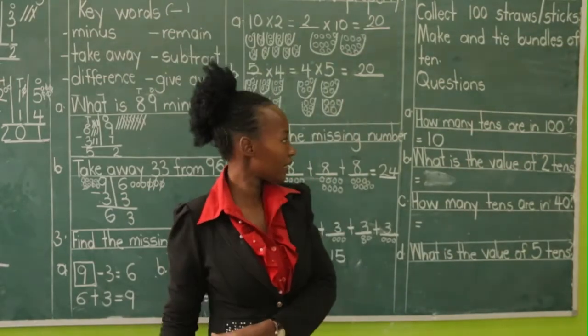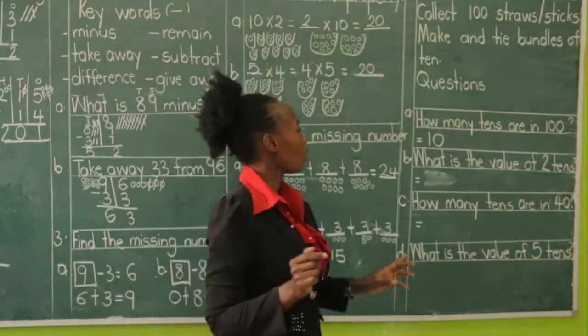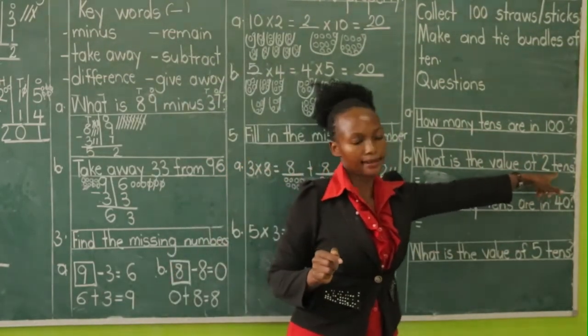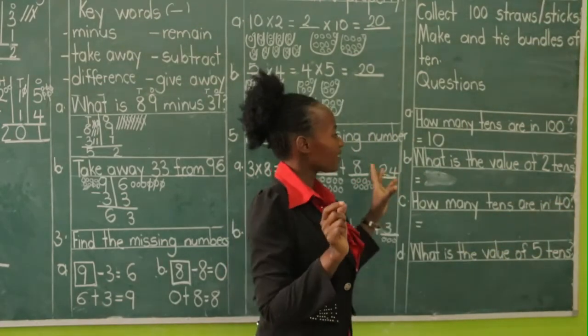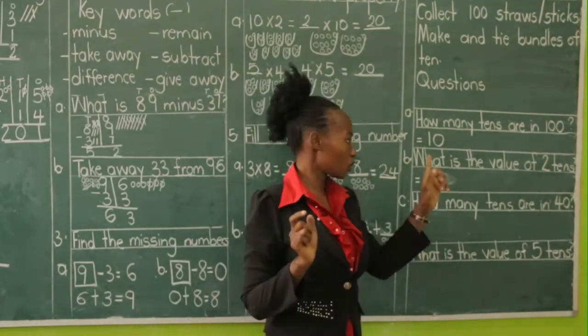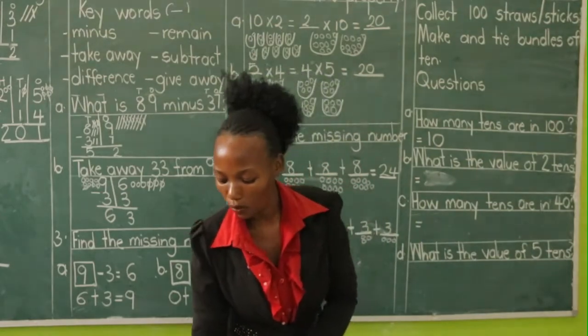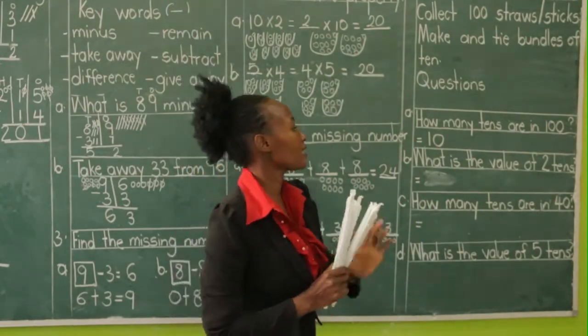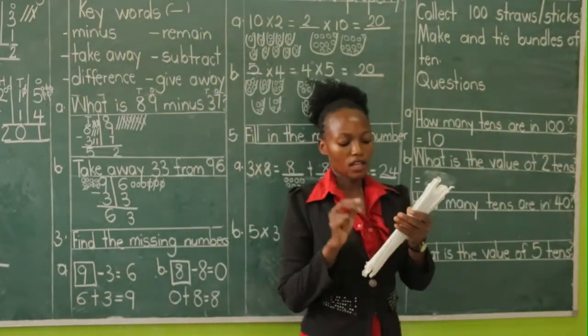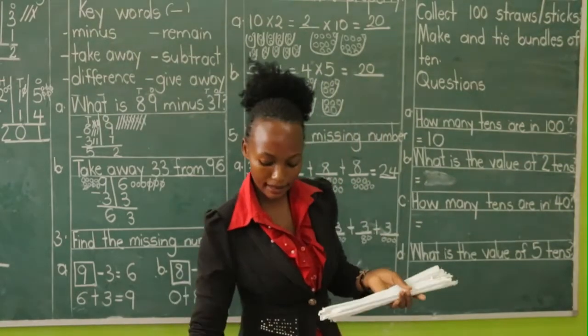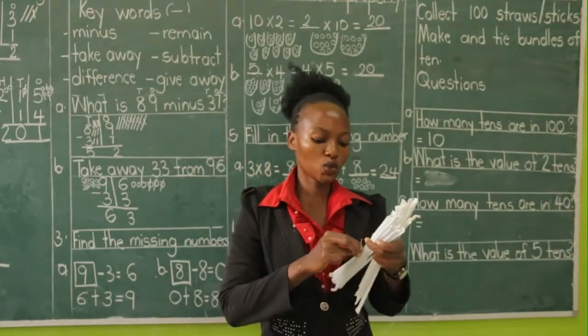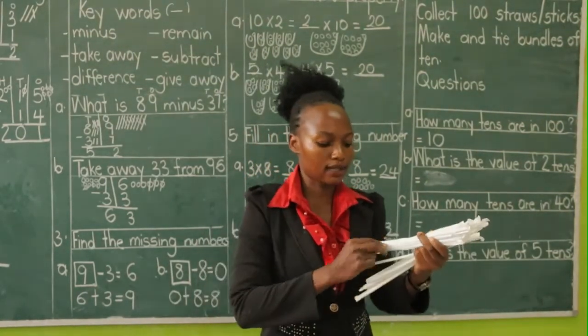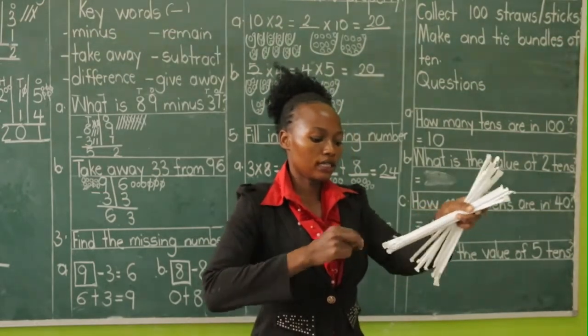What is the value of 2 tens? Here, from our 10 tens, we are going to choose the 2 tens, and we see which value we are going to get out of 2 tens. Now we count 1, 2. These are our 2 tens. Now we are going to untie them and see which number we are going to get from 2 tens.